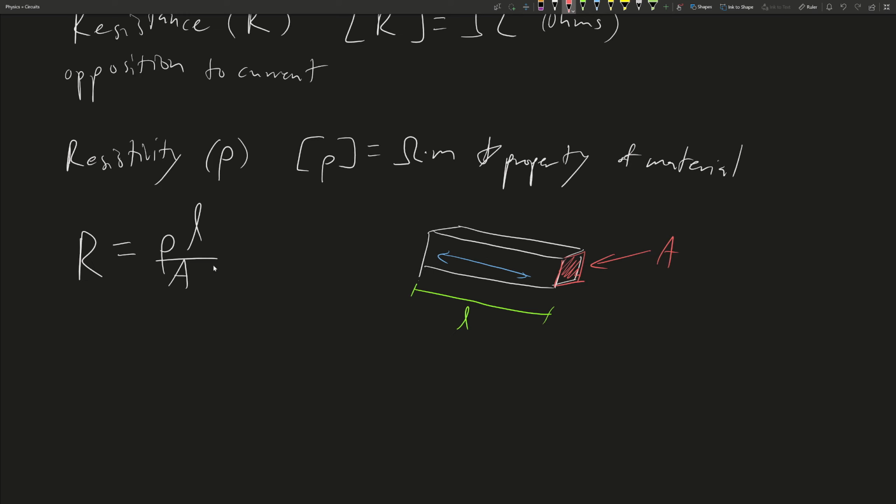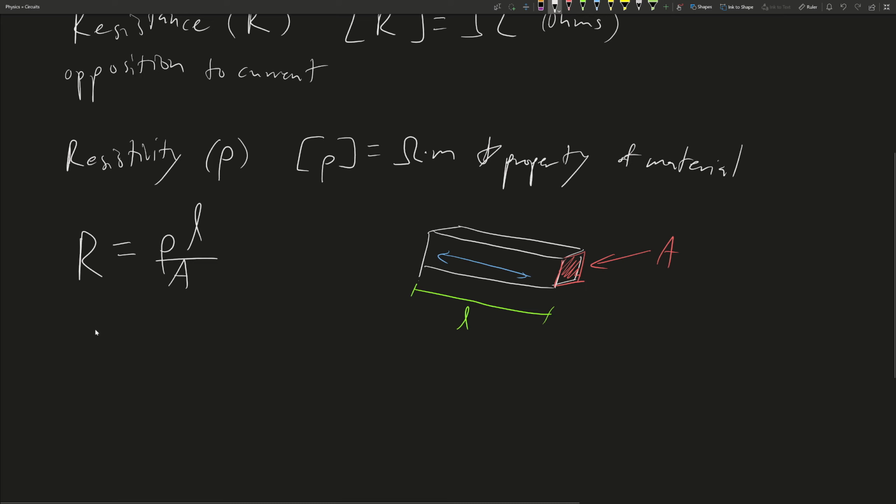And then for this, we're assuming that the shape has a constant cross-sectional area along its whole length. And so area here is going to be normal to, or perpendicular to, or orthogonal to, it doesn't matter what you call it, the direction of current flow. And so the resistance of this block is dependent on the resistivity, the length, and the area.